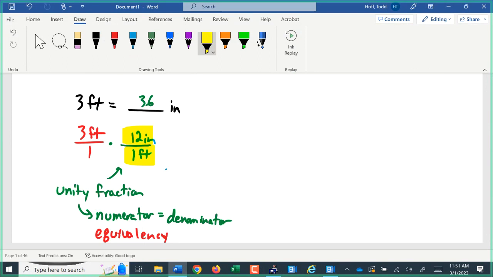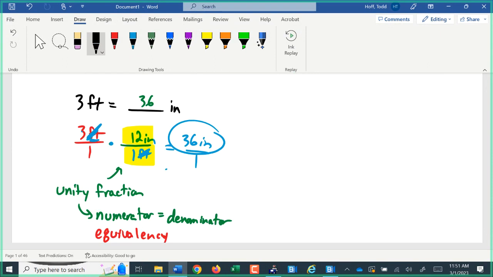Now, how did I know to put the feet on bottom and the inches on top? Well, because I want to get rid of feet. So to make them cross cancel when I multiply my fractions, they were on top, I put feet on bottom so that they cancel out. Now I have 3 times 12 inches is 36 inches. 1 times 1 is 1. So 36 inches divided by 1 is just the 36 inches.